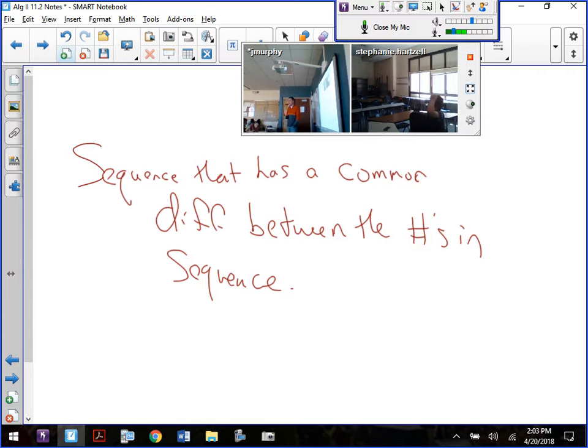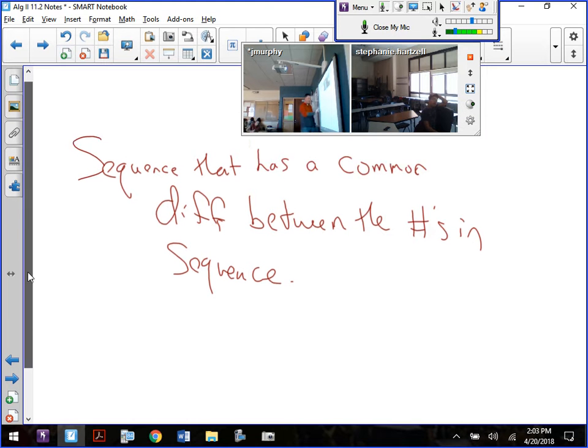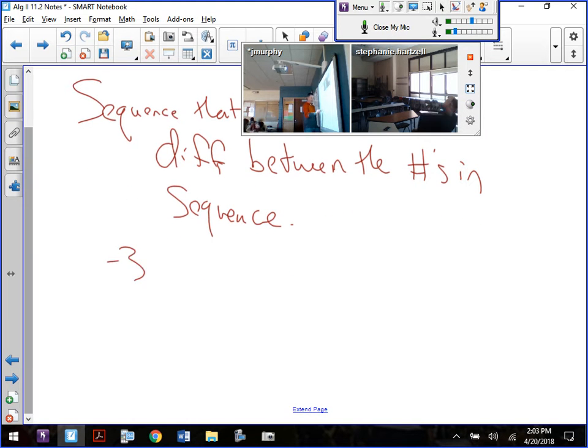Arithmetic, or however it's pronounced. Anyway, what happens here is that between numbers within a sequence, the same thing is happening. For example, if I look at -3, 1, 5, 9, 13, and so on. There's a common change, a common difference, that's either being added or subtracted to each one of the values.